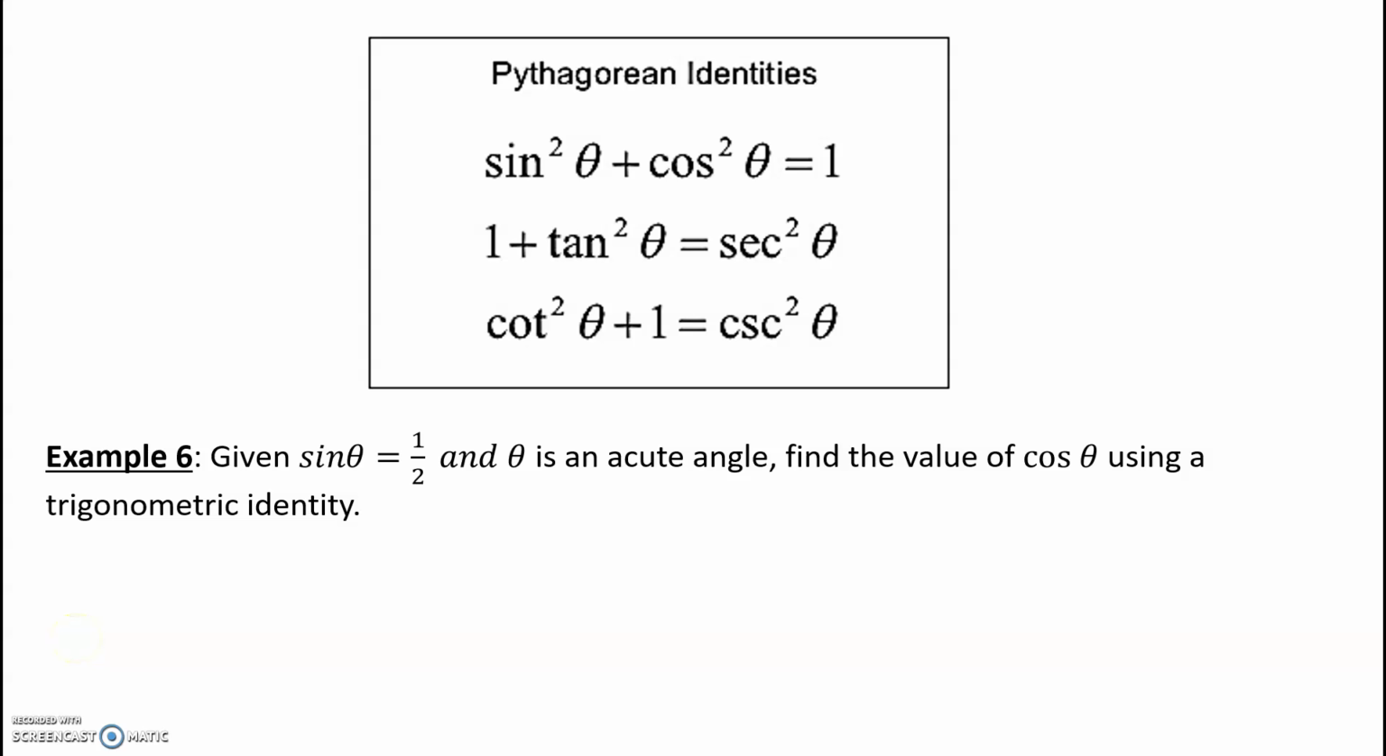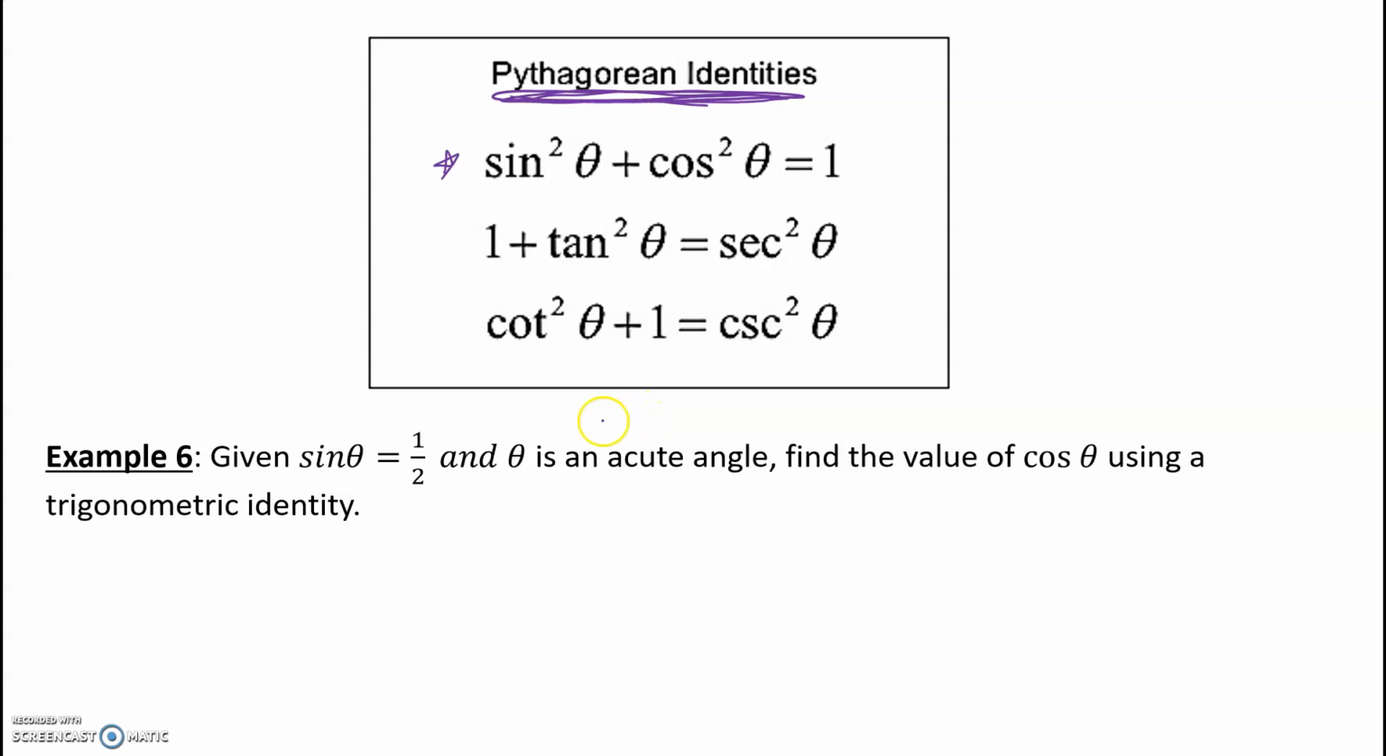Right, so we're going to pick up on example 6, which is Pythagorean identities. These are a couple of identities that can help you when you're finding different things. So here you've got sine squared theta plus cosine squared theta equals 1. That's probably the most popular one. Then you have 1 plus tangent squared theta is secant squared theta. And cotangent squared theta plus 1 equals cosecant squared theta.